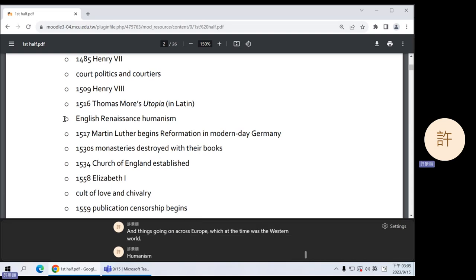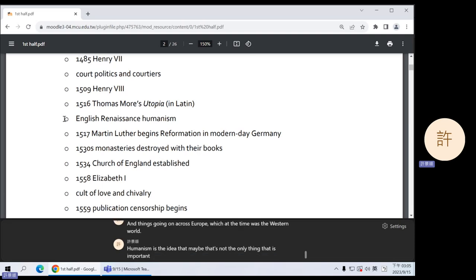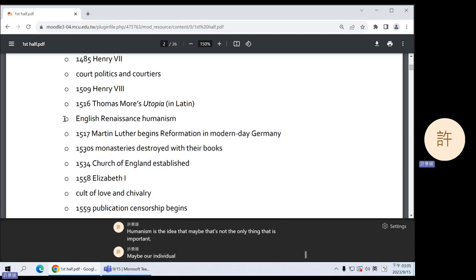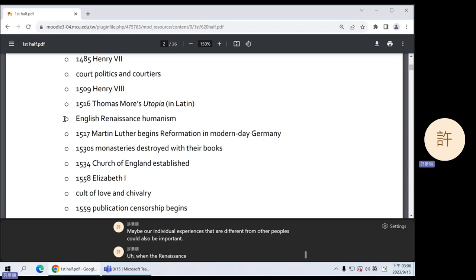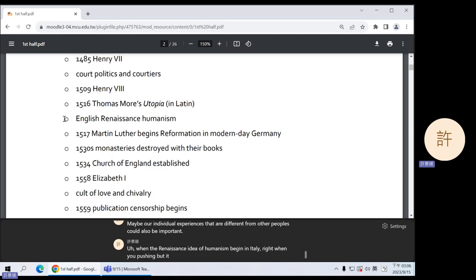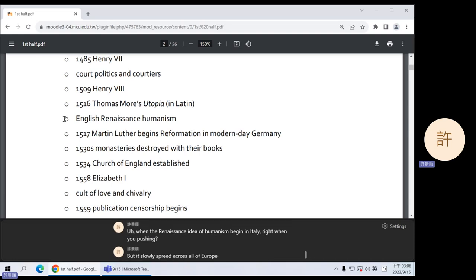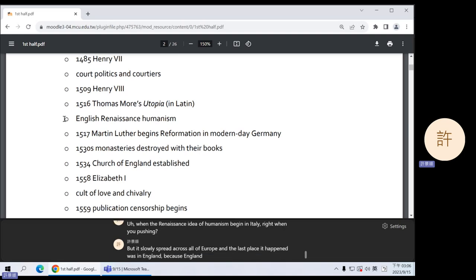Humanism is the idea that maybe that's not the only thing that is important. Maybe our individual experiences that are different from other people's could also be important. The Renaissance idea of humanism began in Italy, right? 文艺复兴, but it slowly spread across all of Europe. And the last place it happened was in England, because England is the Western part of Europe.